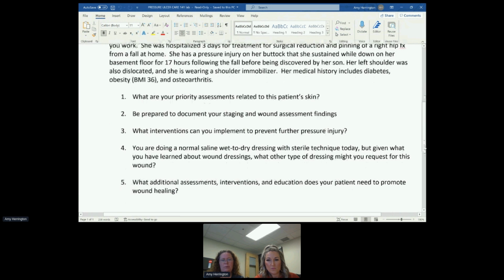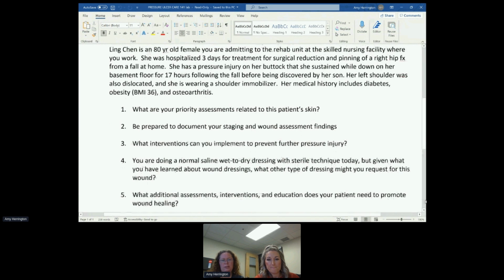So we wanted to know what their priority assessments were. So looking at the assessment cues, right? Were they able to document the wound and the stage of the wound in their assessment? Were they able to implement the appropriate interventions? Then were they able to perform their wet to dry packing on the wound? And then we wanted to know what additional information they would like to have.